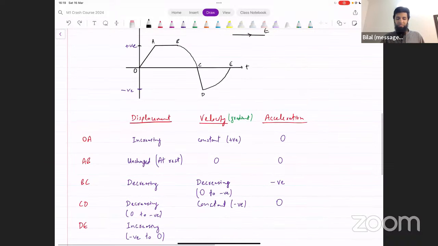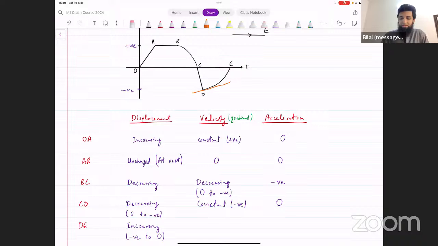Now, if displacement is increasing in that part, what about velocity? Can you see what's happening to velocity in this part? It's increasing. How do we know that? Through the shape of the curve. The gradient is increasing. We can say that it's getting steeper. That's what it means for the gradient to increase.